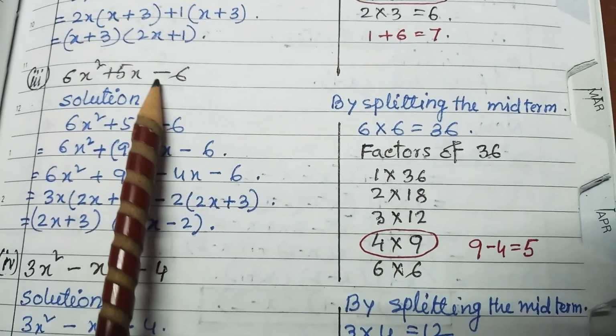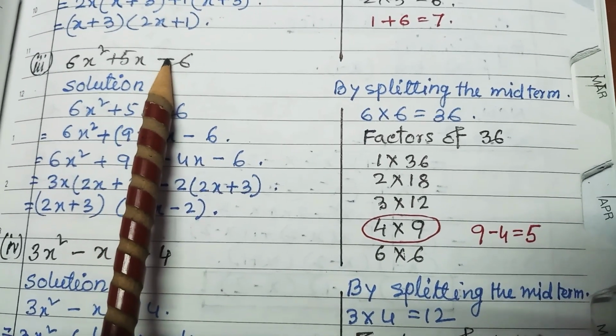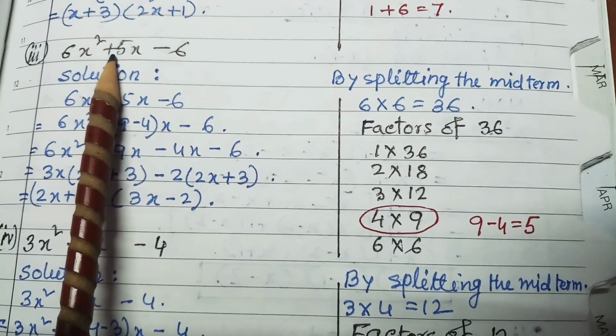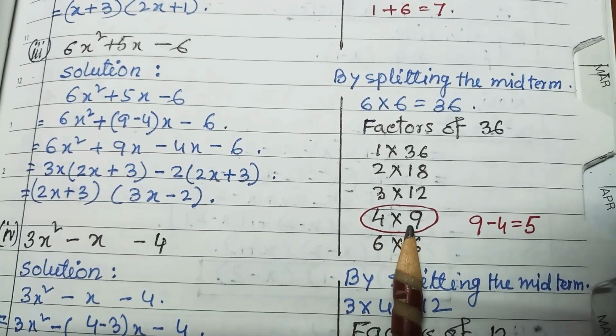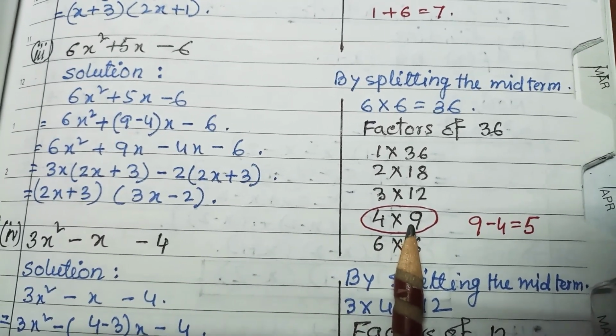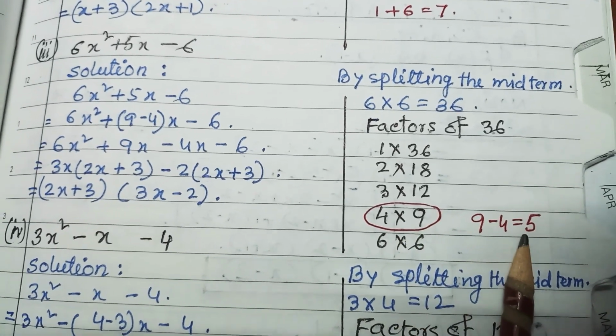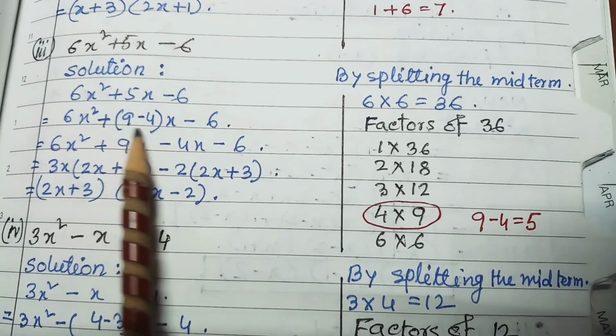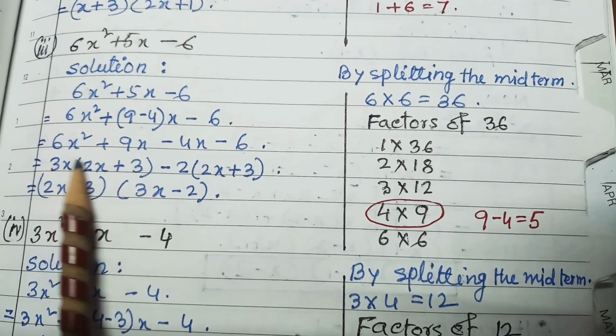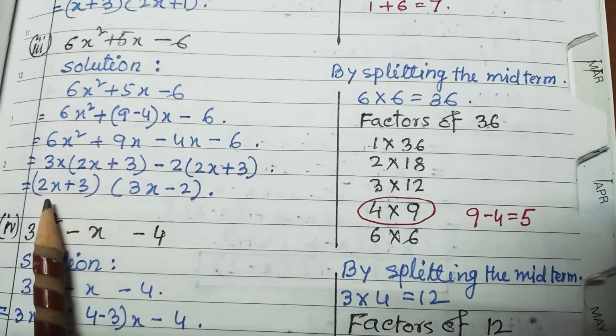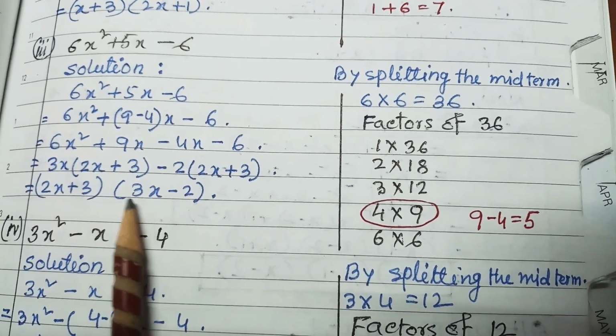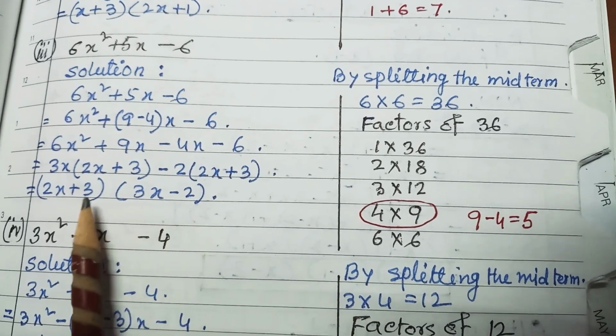Now we have to take 5 by subtracting. Now 4 nines are 36, so 9 minus 4 equals 5. That we have to take here, 9 minus 4. So if you do this one, it is (2x plus 3) and (3x minus 2) as factors.